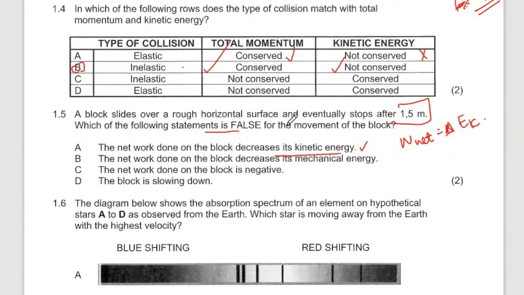Now, when a block is slowing down or eventually stops, we know that the final velocity will be 0. And if we use 0 minus the initial, we're going to get a negative kind of work done, which means it decreases the kinetic energy, which is true. The net work done on the block decreases its mechanical energy, that is also true when you look at the conservation of energy. Then the net work is negative, which is true, and then the block is slowing down, which is also true. Yeah. So all the options are correct. Just choose one.